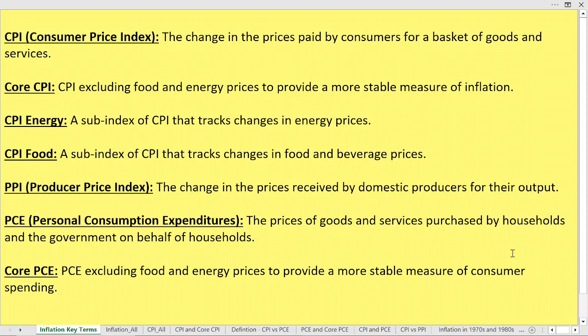Then we also consider the PPI, the Producer Price Index, which very simply measures the change in the prices received by domestic producers. Basically, it's the cost of doing business. This is the change in prices that the producers, the manufacturers, must bear. We also talk about the PCE, the Personal Consumption Expenditure, which is the price of goods and services purchased by households and the government on behalf of households. The PCE is similar to the CPI, but there are differences that we're going to take a look at. And with the PCE, we also have the core PCE, which again excludes food and energy prices.